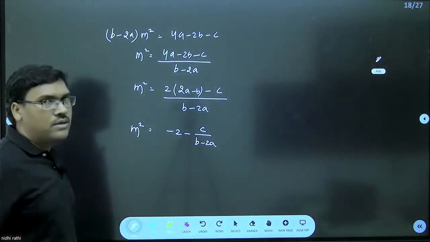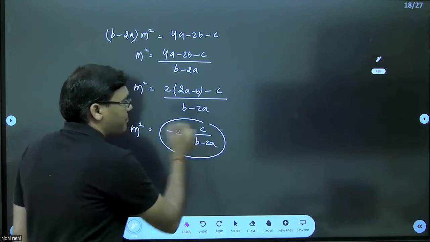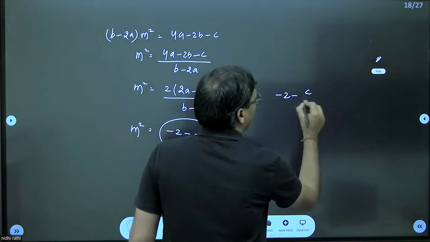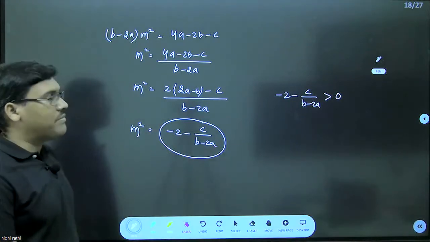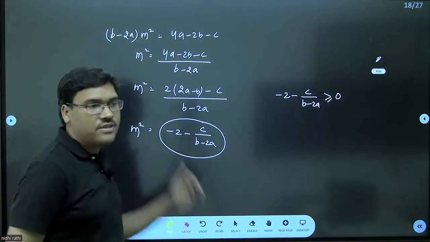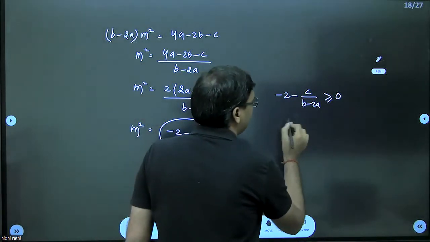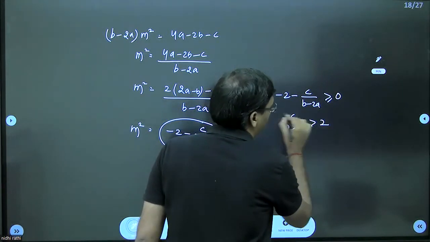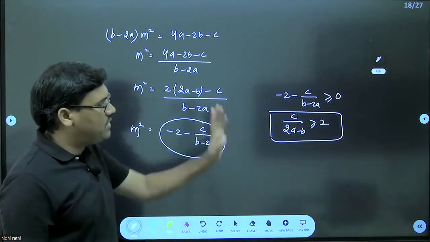So see, this is m square. Now, if this is m square, obviously for real values of m, this quantity should be positive. Correct? So can we say this is minus 2 minus c by b minus 2a should be greater than 0. Equal to 0 also can be the case. So I can take this equal to 0 also, because if m is equal to 0, we have the line which is passing through the origin. Correct? So now, c upon 2a minus b should be greater than or equal to 2.